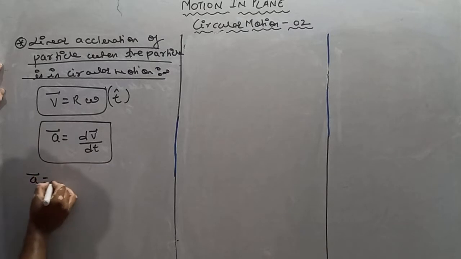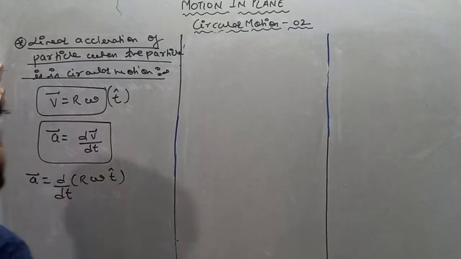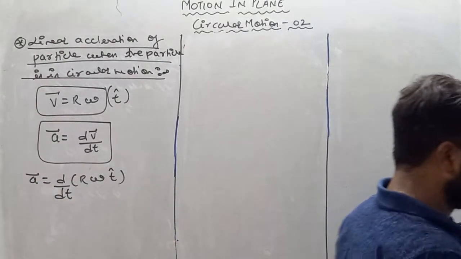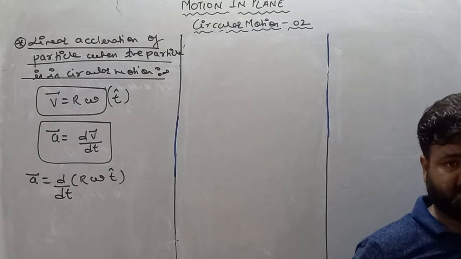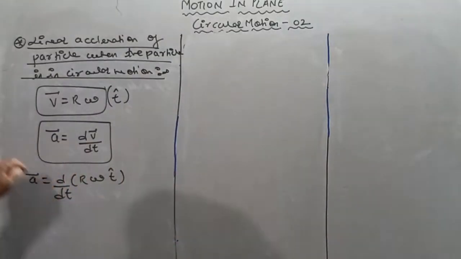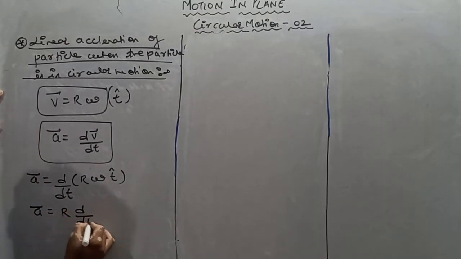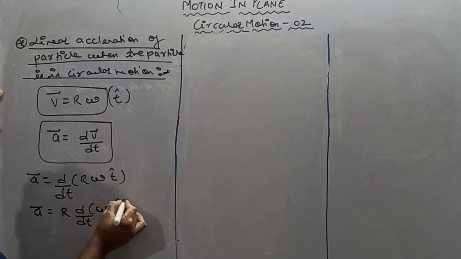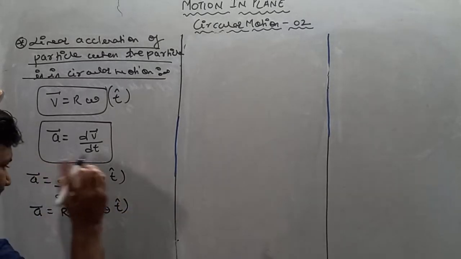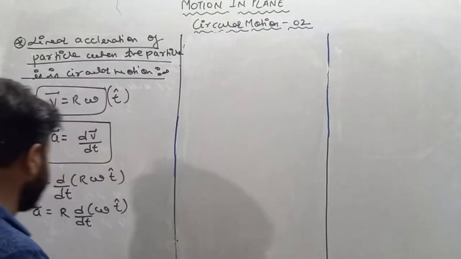Now I'll put the value. a vector is equal to d over dt of r omega t cap. As we all know, my dear student, r is constant because r is radius, so radius remains constant. Let r come forward. What we'll get? a vector is equal to r comes outside, d over dt of omega t cap. If you are aware of the product rule of differentiation, I hope you are all aware of it, because it is related to basic maths which we already discussed.